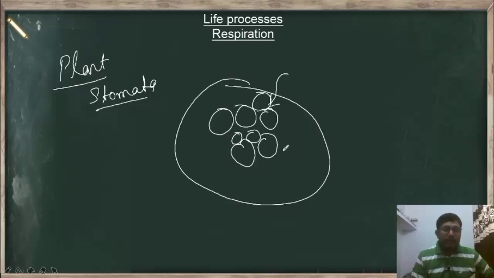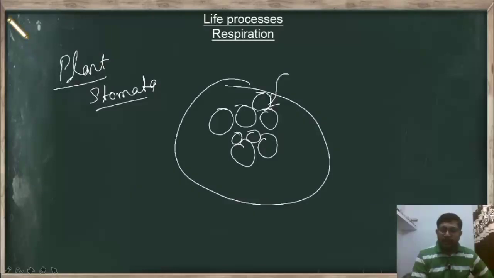But what about animals? In case of animals, in so many parts, we don't have this kind of large intercellular spaces, and diffusion will not take place easily. So animals have a separate system. Clear? We will discuss it later.